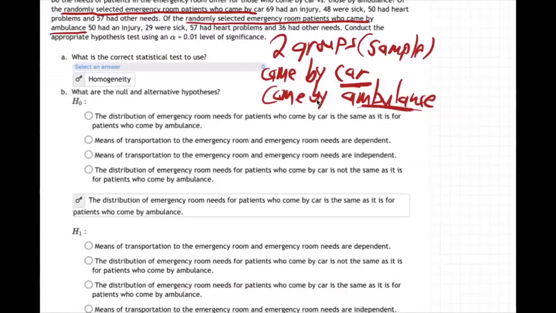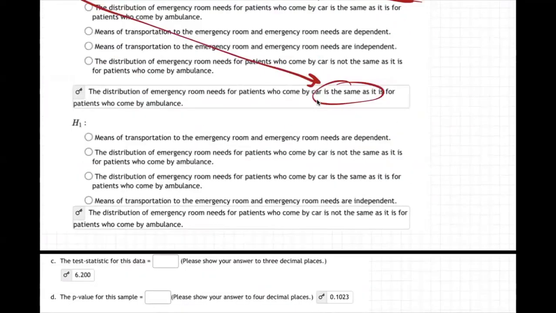So H0 is same. See, that's H0, same. And H1 is not the same. There we go. H0, H1. Same, different, or same, not same. That's right, different. Same thing there, right?